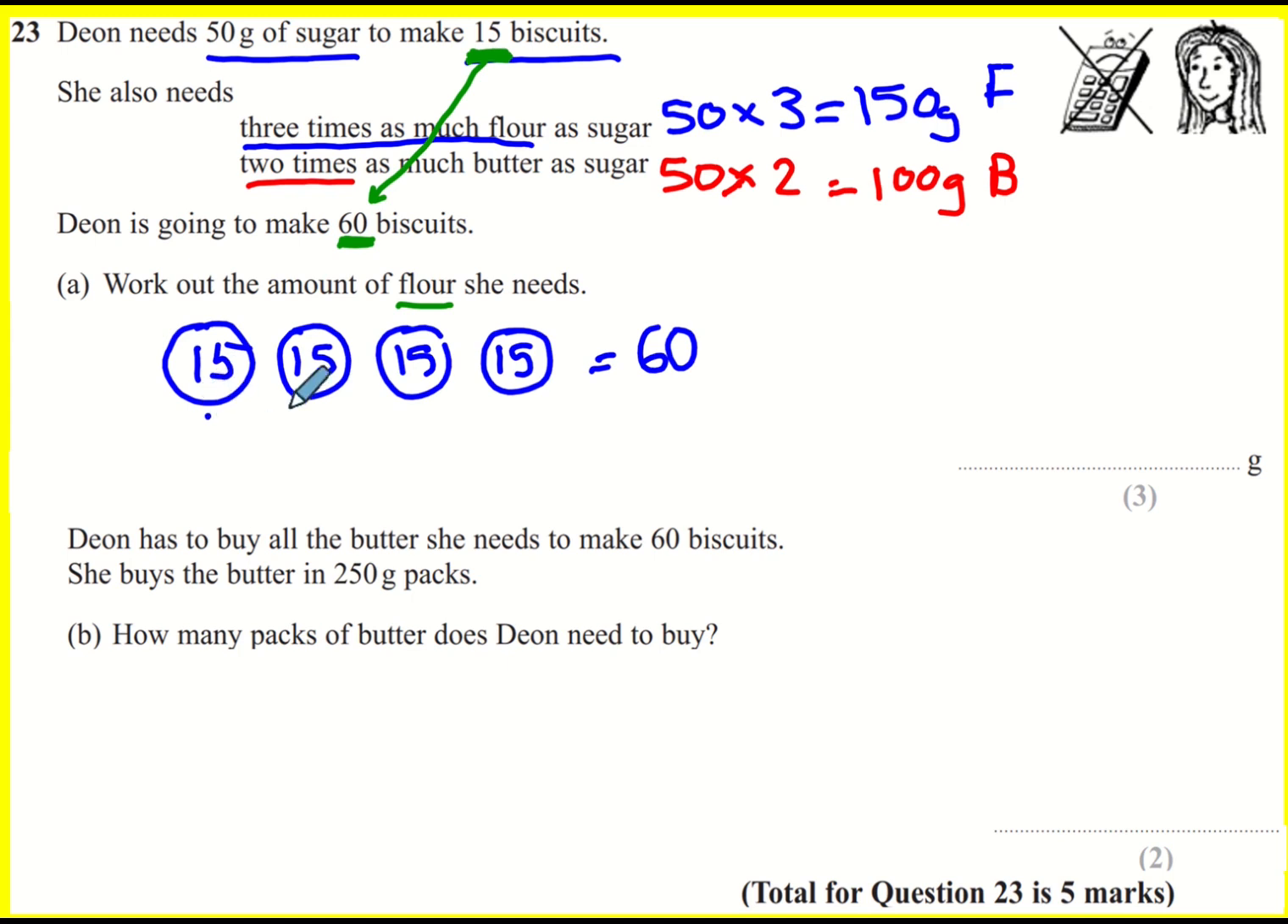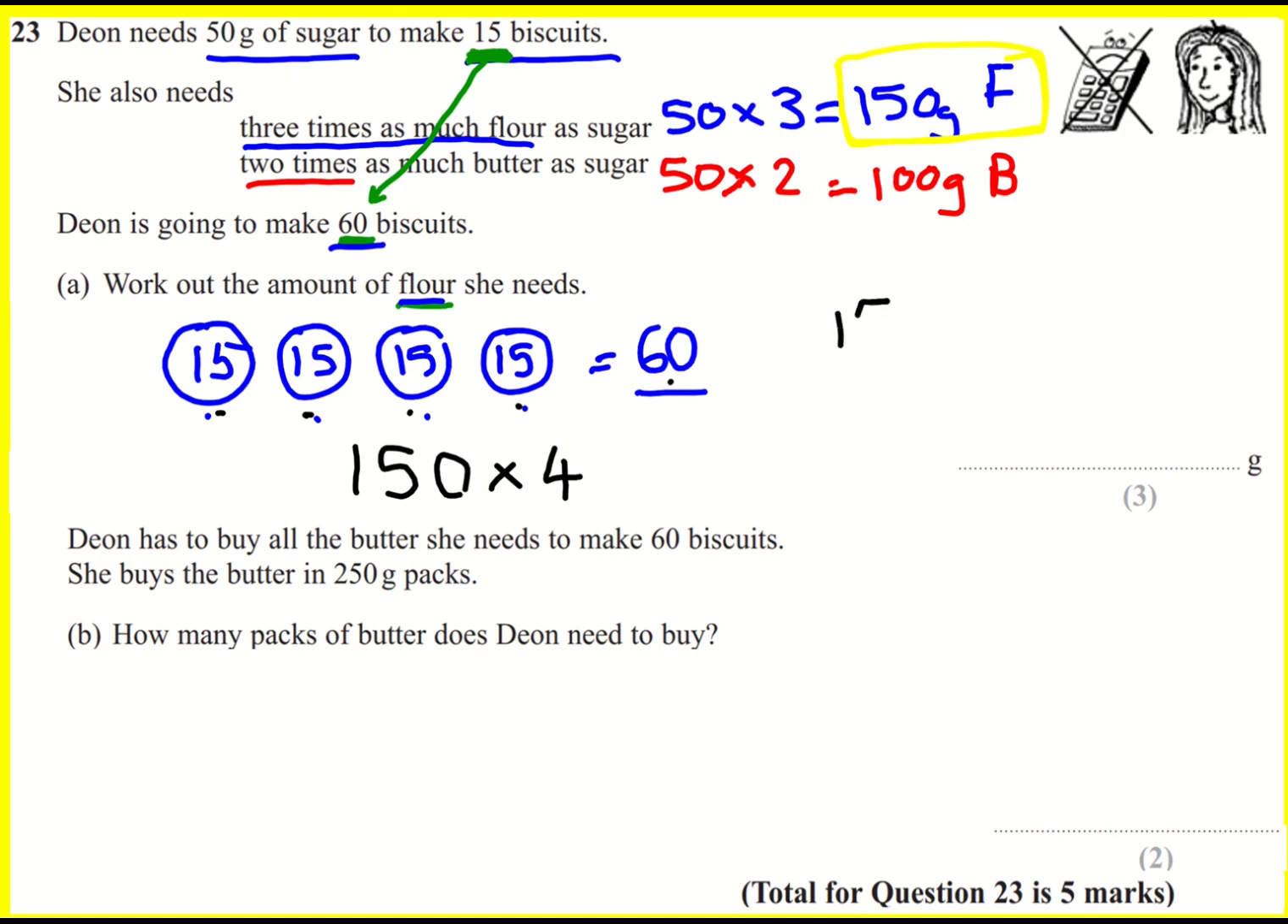So we need 4 lots of this 15 biscuit recipe to make our 60 biscuit recipe, which is what we need here. And then we need to think about how much flour she needs. Well, we're going to go back to this amount of flour, which was for the 15 biscuit recipe. And we're going to multiply it by 4 because we've just seen that we need to multiply the 15 biscuit recipe by 4 to get to the 60 biscuit recipe. So I'm going to take that flour value up here and multiply it by 4.